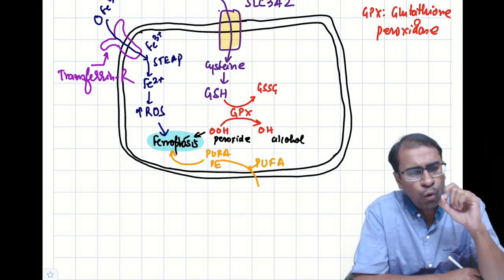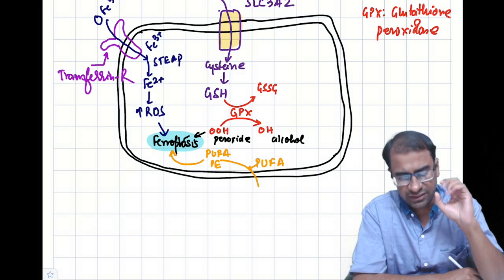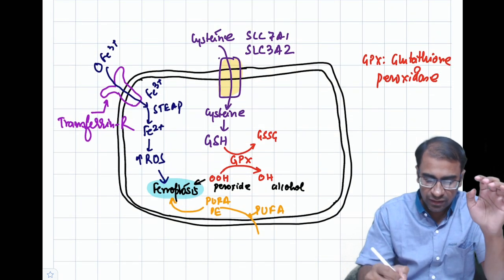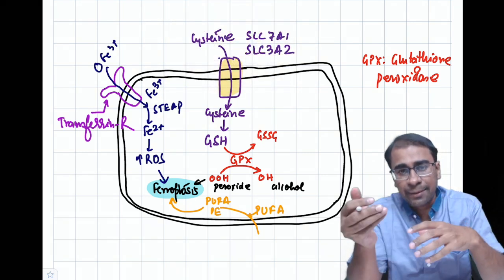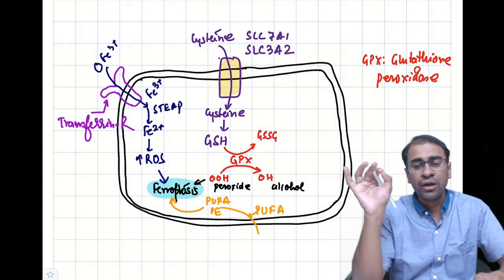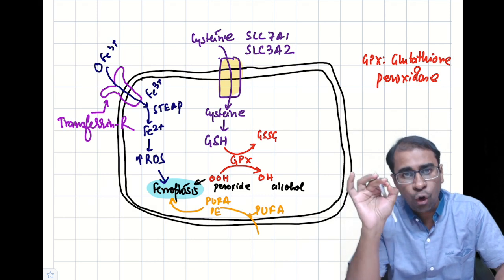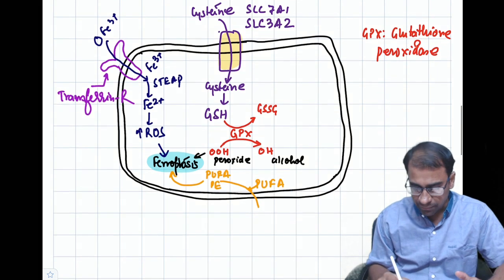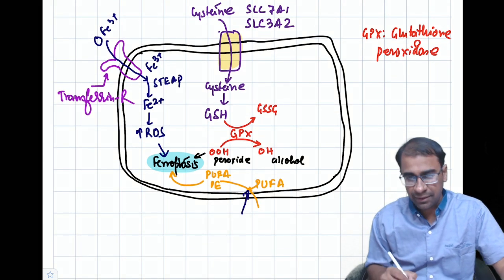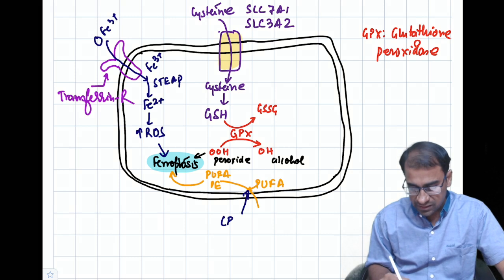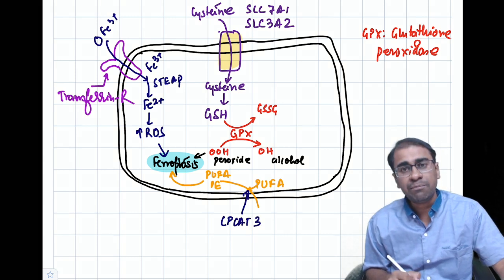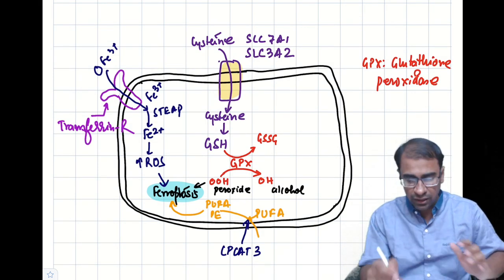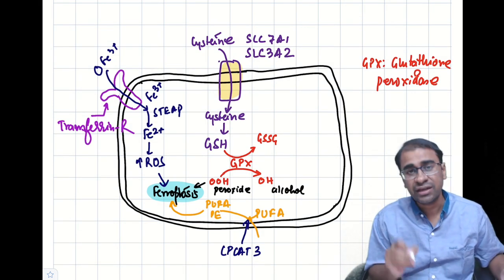Now we must understand, how are we correlating this? And what are the clinical implications? There are some enzymes which convert the PUFA into the phosphatidylethanolamine, that is PUFA-PE, and this enzyme is LPCAT3. Now let's understand what are the basic reasons when ferroptosis will increase.